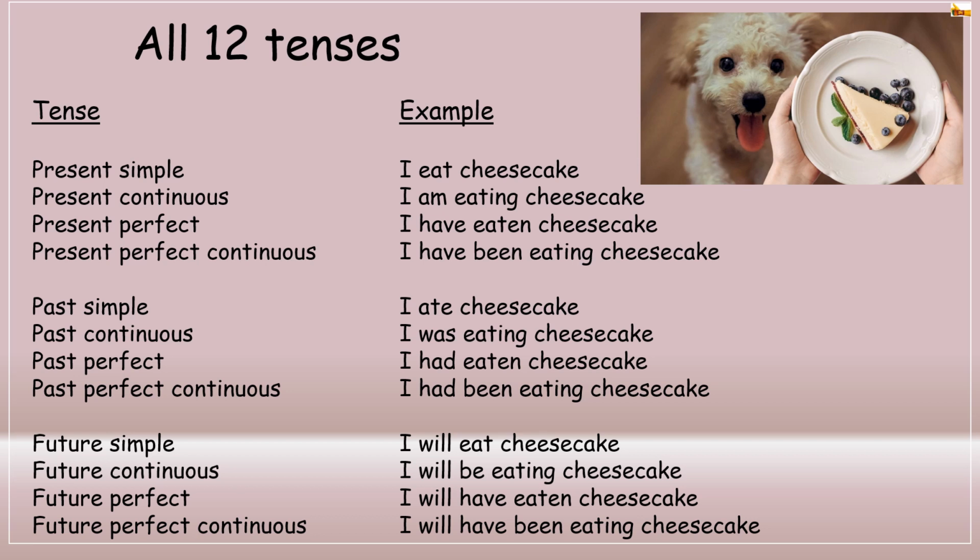Now moving on to the future, we have the future simple, I will eat cheesecake. Future continuous, I will be eating cheesecake. Future perfect, I will have eaten cheesecake. Future perfect continuous, I will have been eating cheesecake.